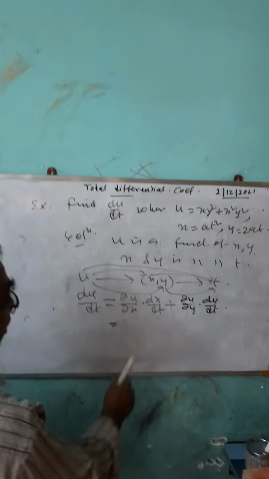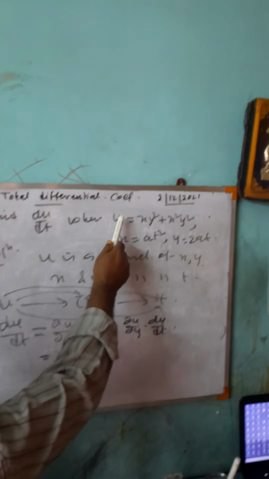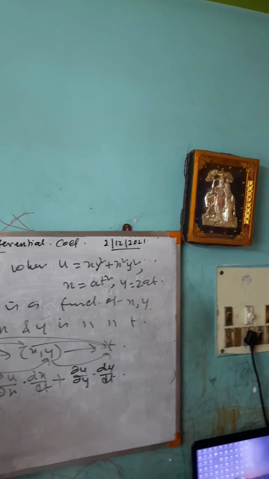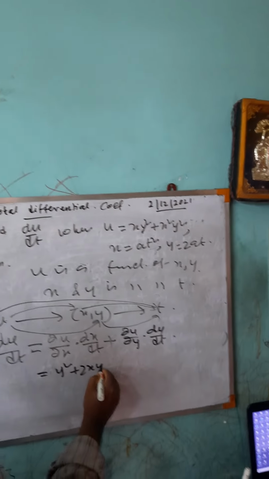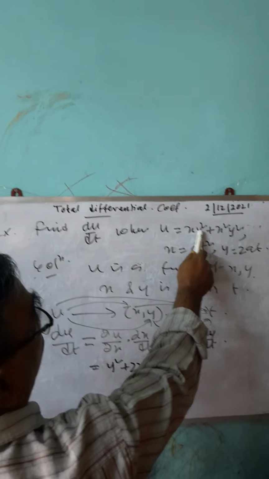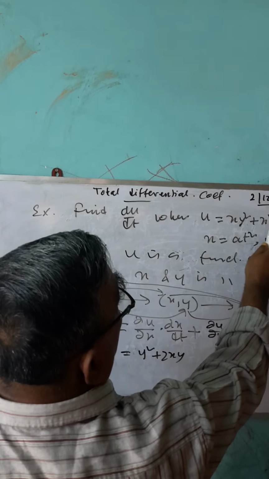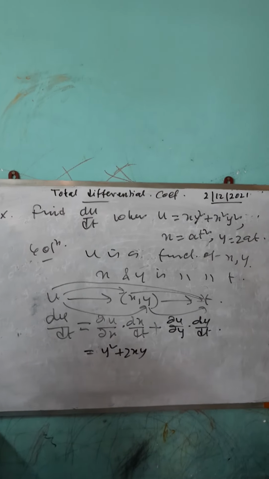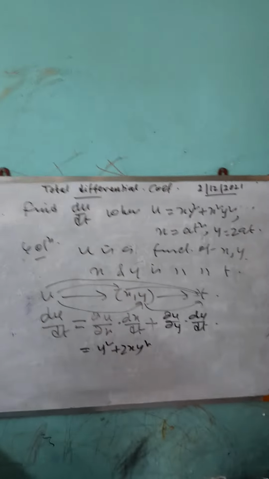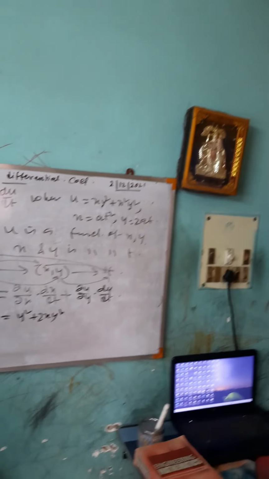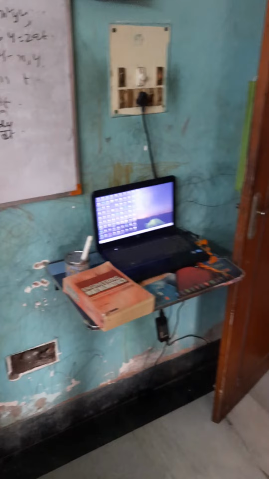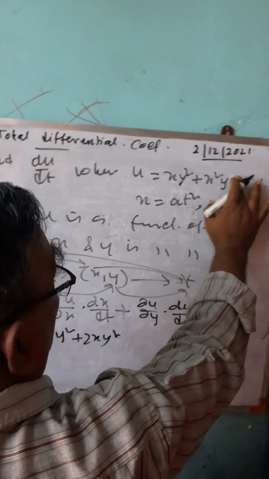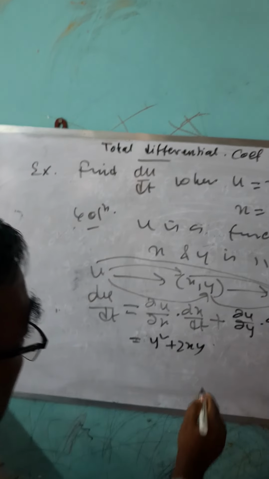What I am doing here, putting del u by del x. Tell me, del u by del x, with respect to x when y is constant. u is equal to x square y, not xy. With respect to x, when y is constant, that is 2x into y, so 2xy. This will be this, into dx/dt.